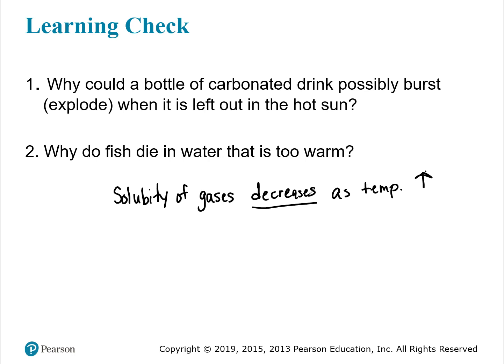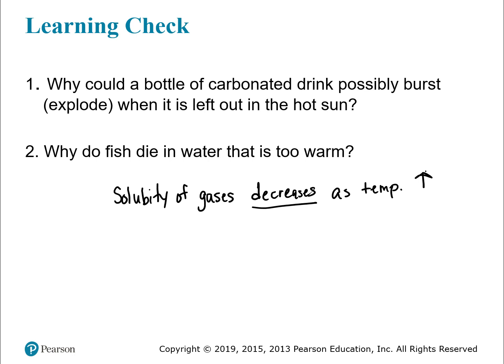With the fish, we're talking about oxygen being dissolved in the water. So remember, fish don't necessarily breathe, but their gills will take the oxygen from the water so that they can live. If the water's too warm, then you're not going to have enough oxygen dissolved in the water, and the fish, sadly, will meet their end. So yeah, it's a little bit morbid. Sorry about that. But it's a great case of solubility of gases decreasing as the temperature increases.